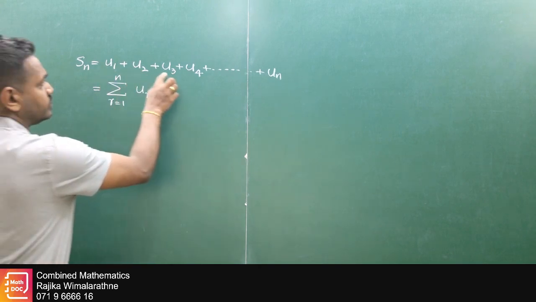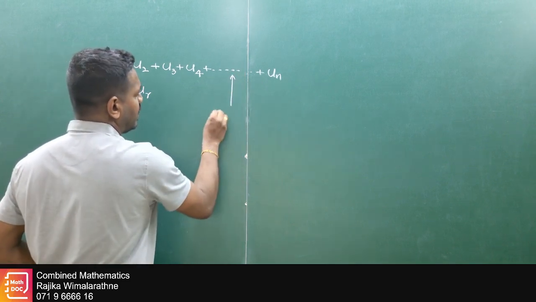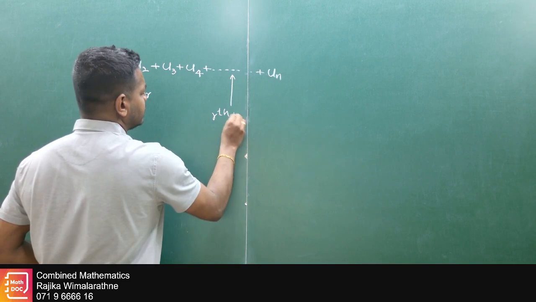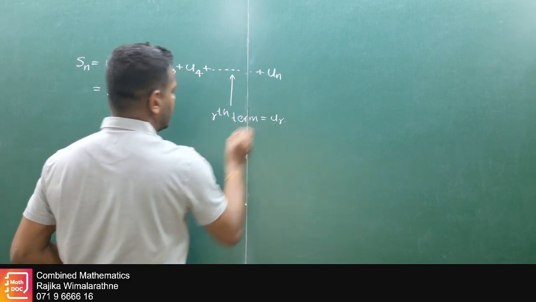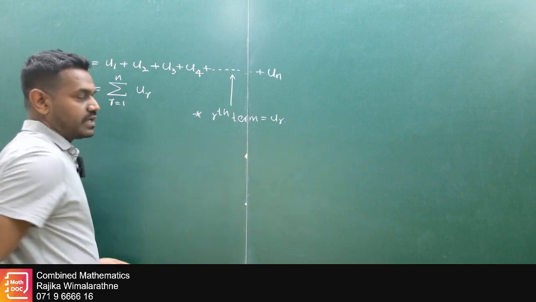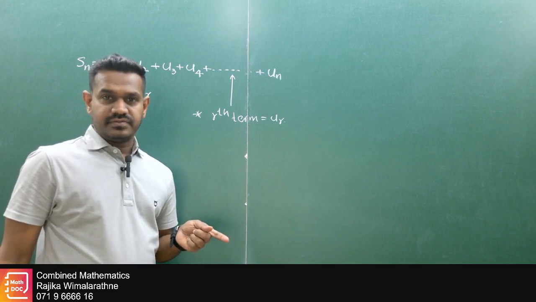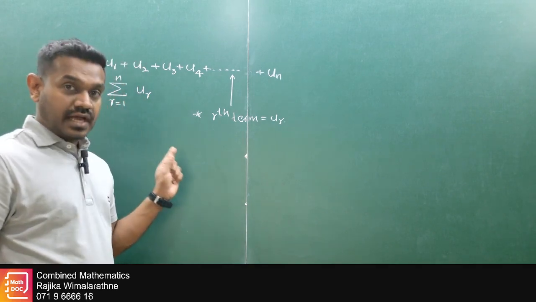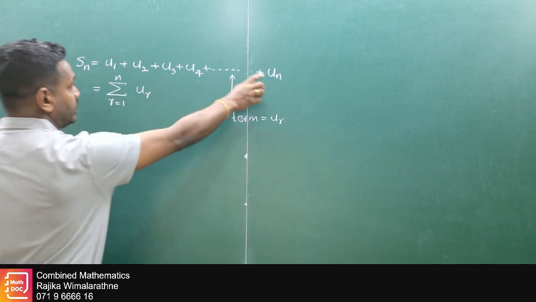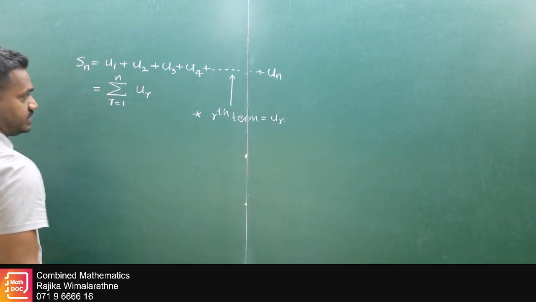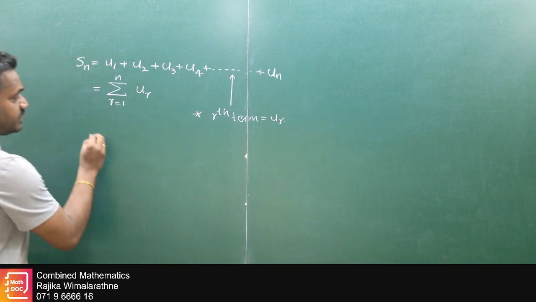Here u1, u2, u3, u4. The r-th term we say is ur. That is equal to the general term. In terms of that general term, we can write sigma, where r varies from 1 to n. That is sigma notation. Here we have some special properties.